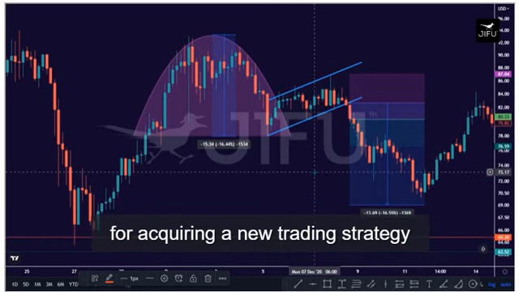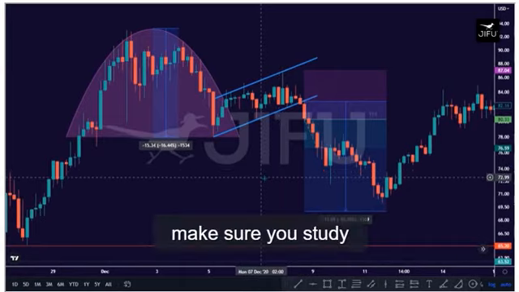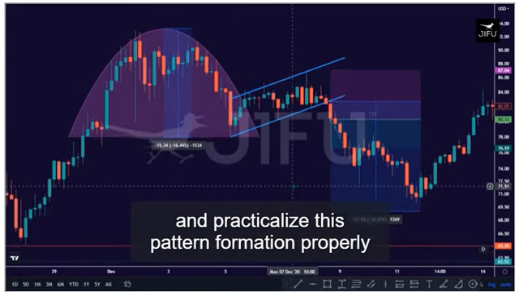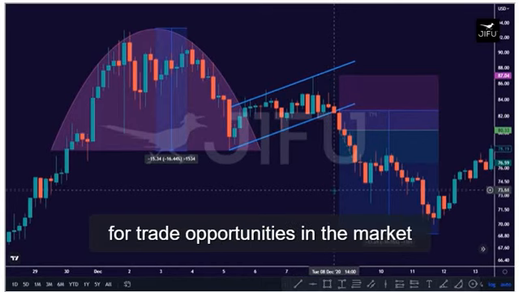Congratulations to you for acquiring a new trading strategy in your trading arsenal tools. Make sure you study and practicalize this pattern formation properly before implementing it for trade opportunities in the market.